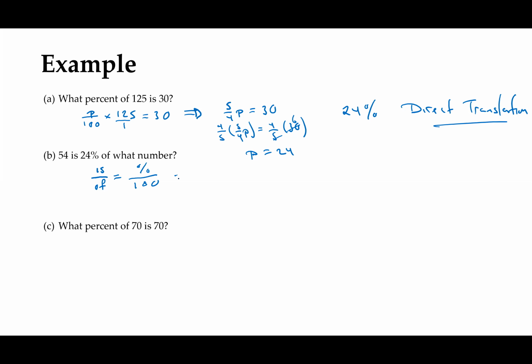Well, now let's fill this in. If I read it, 54 is 24%. So there's my percent over 100. And then of what number? My of is what I'm looking for.